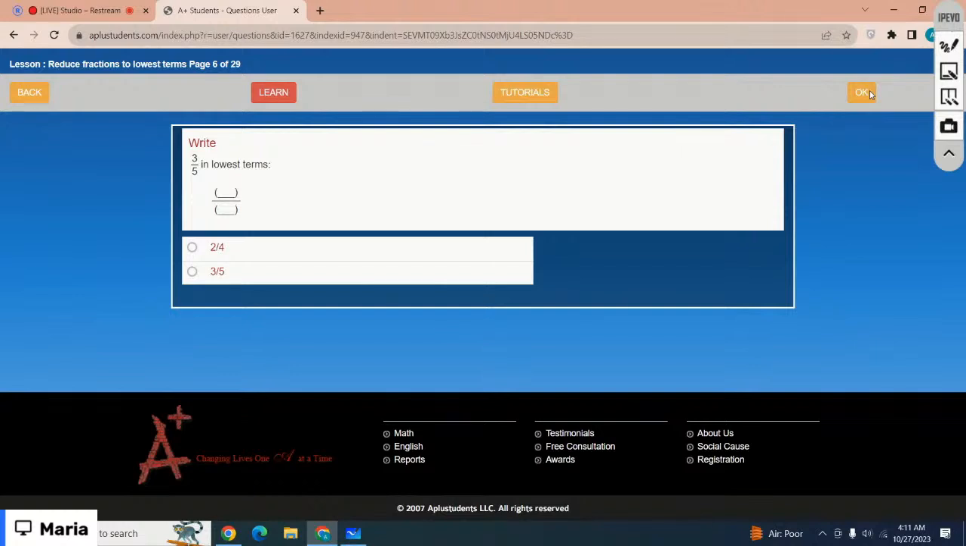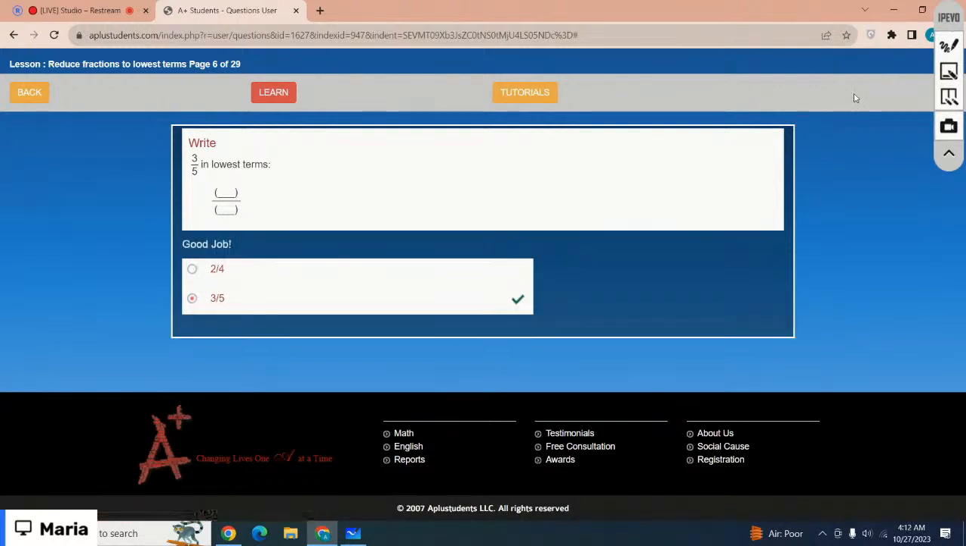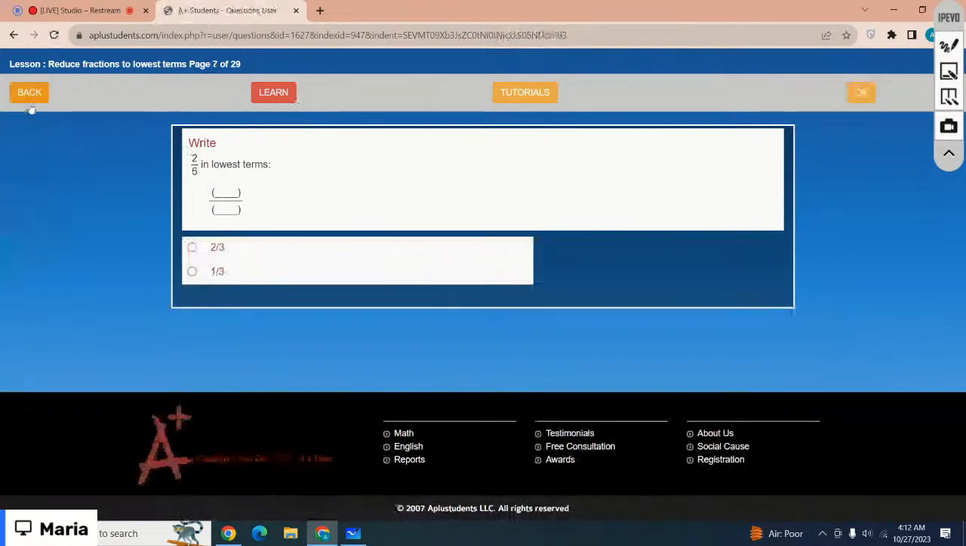Okay, write 3 by 5 in lowest terms. So which is the correct option? The correct option is, yes, it is 3 over 5, right? Okay, you can complete the lesson by yourself later today.